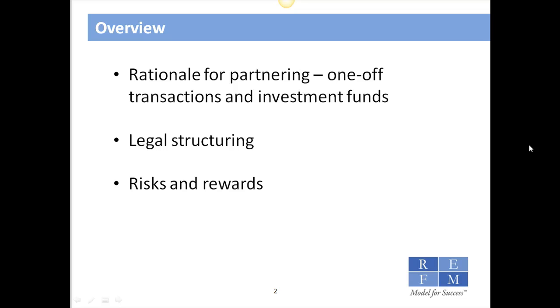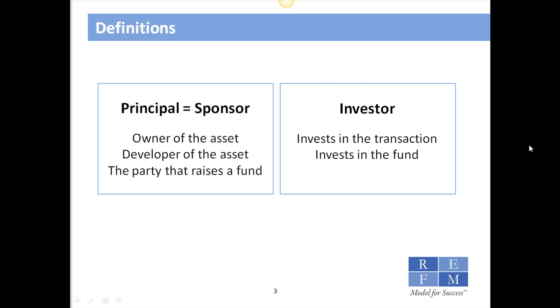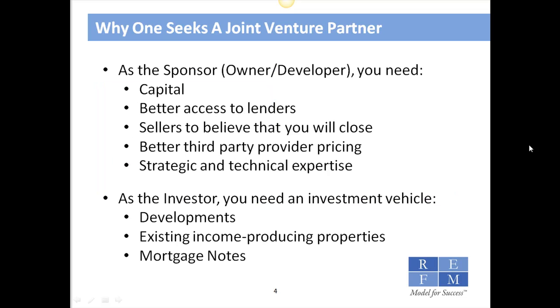Before we get started, first, some definitions. Within this video, we will refer to the principal, whether they are an owner or developer of an asset, or the party that raises a multi-investment fund, as the sponsor, and we will refer to the investing parties as the investors. So why would one seek a joint venture, or JV, partner?